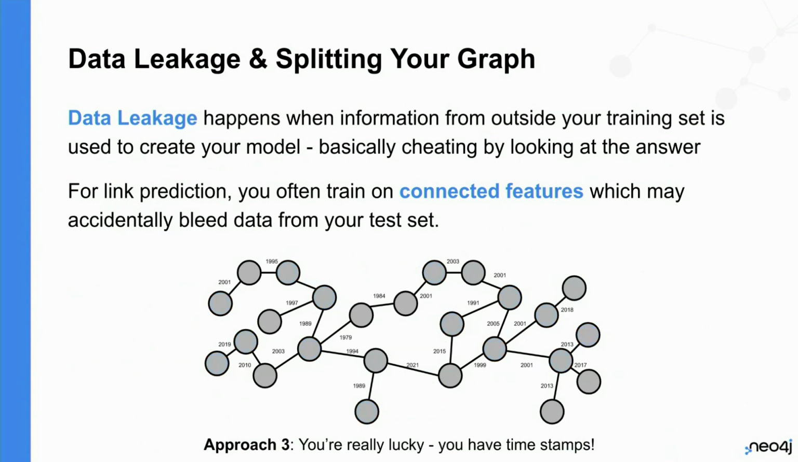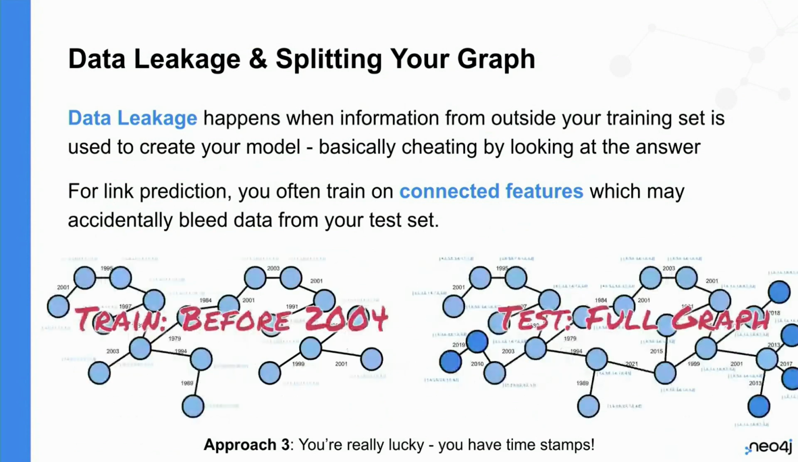Or for our time variant model, you might be lucky and you have timestamps. So here's my same graph. I assume that there is a year on each relationship. What I can do here is create my train graph, which is everything before 2004, and my test graph, which is everything that happened next. It's the full graph. And this intuitively makes a lot of sense. But again, you need to think about, where does that time slice happen? Do things become stale? Do my assumptions change?